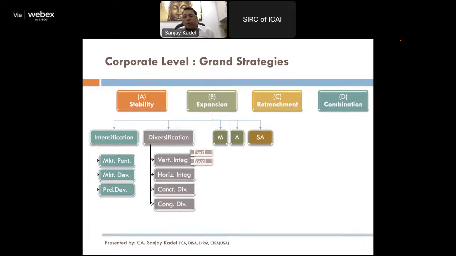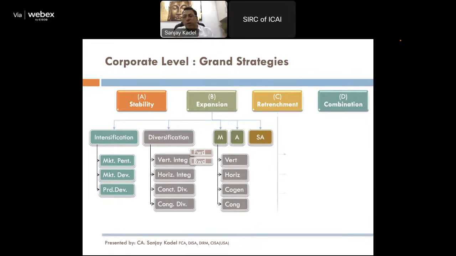Then you have something called as conglomerate diversification. The word conglomerate may sound little complicated, but the concept is very simple. This concept is entering into a totally unrelated product or unrelated business. If you are expanding into an unrelated product or unrelated business, then it is called as conglomerate diversification. Then you have mergers. In mergers also you have similar types: vertical mergers, horizontal mergers, co-generic mergers, conglomerate mergers. So these are all expansion types.